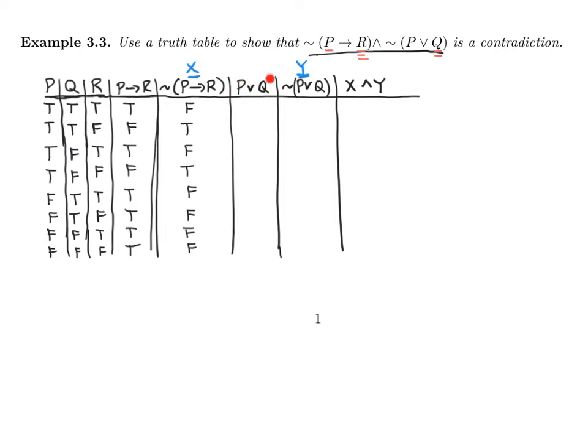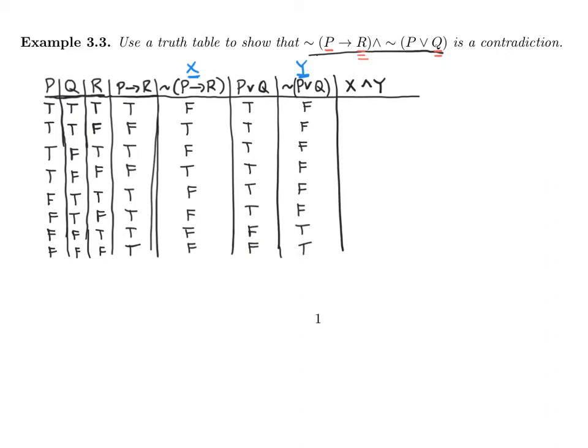Now we have P or Q. Remember, that's false exactly when both P is false and Q is false. So that's down here and in no other place. So let's put that in. True, true, true, true, true, true, false, false. And then the negation of that, flip the truth values. False, false, false, false, false, false, true, true.